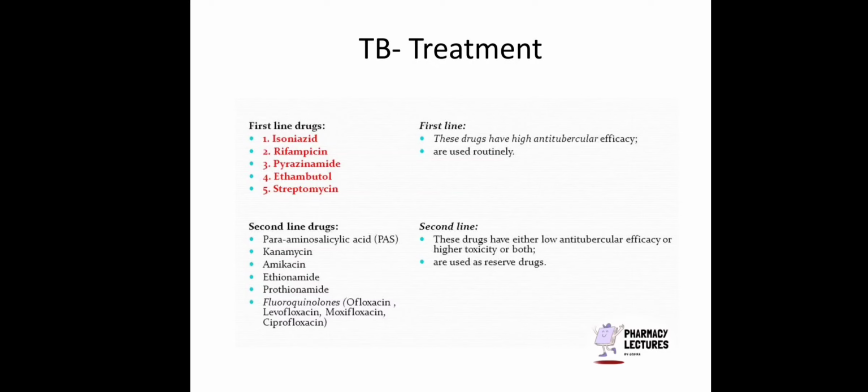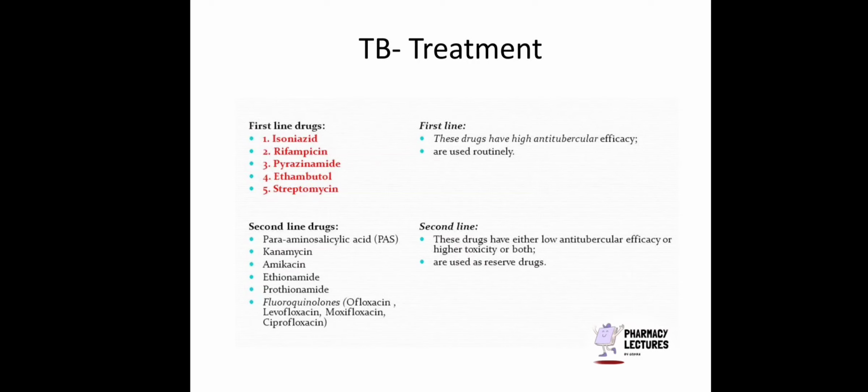Anti-tubercular agents are classified into two: first-line agents and second-line drugs. First-line drugs include isoniazid, rifampicin, pyrazinamide, ethambutol, and streptomycin. Second-line drugs include para-aminosalicylic acid, kanamycin, amikacin, ethionamide, prothionamide, and fluoroquinolones.